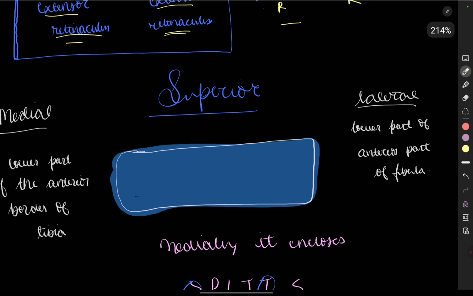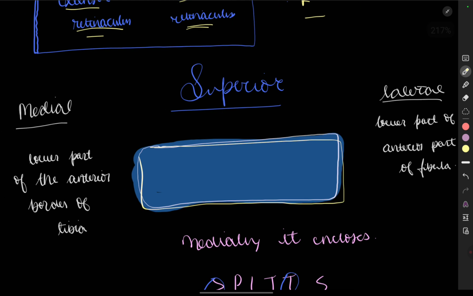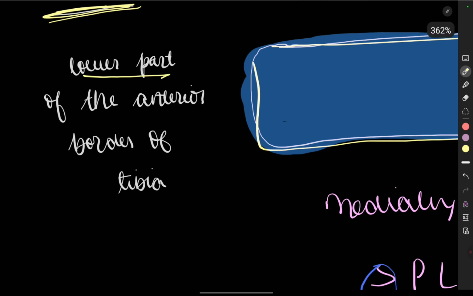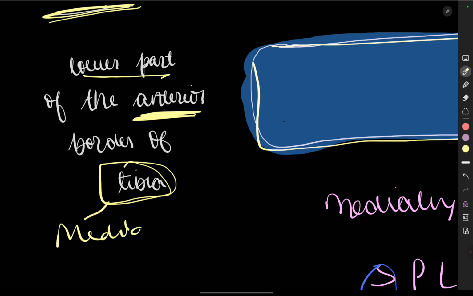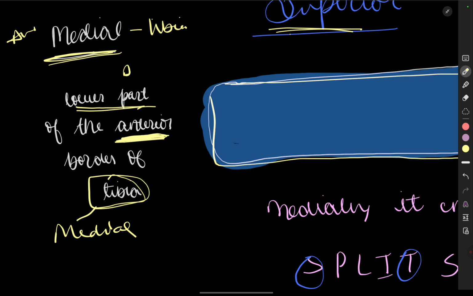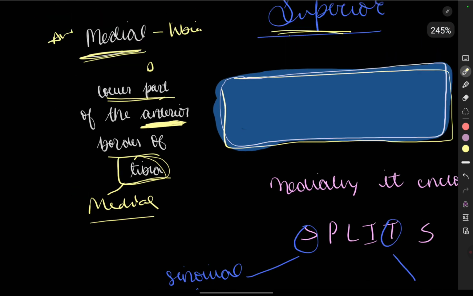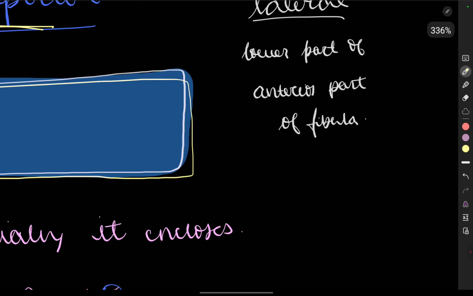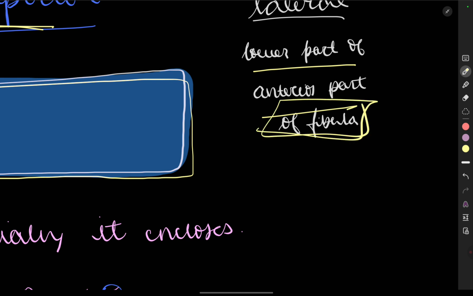The superior one is rectangular. Attachment on the medial side is the lower part of the anterior border of the tibia. The medial bone is the tibia, and this retinaculum is near the ankle joint. So on the medial side, lower because of the ankle joint, anterior because it is the extensor compartment, border of the tibia because it is the medial bone. Same on the lateral side: lower part of the anterior border of the fibula because it is the lateral bone.